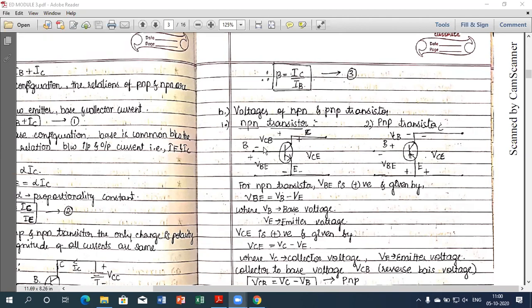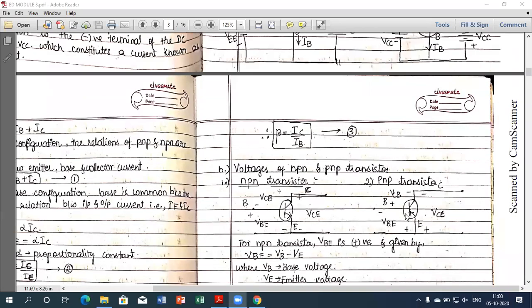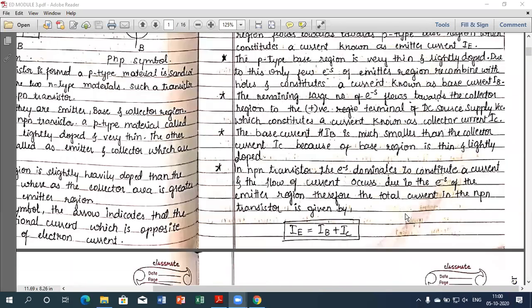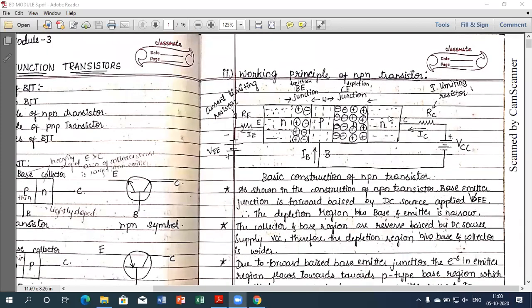Collector to base is always reverse biased. Now, why am I saying that it is reverse biased? Just look at this diagram, which was discussed earlier. This is the collector, right? I hope you remember. This is the collector and this is the base. Now this is nothing but a reverse bias junction. That's why the depletion layer here is wider, that is, large. That's why it is reverse biased.